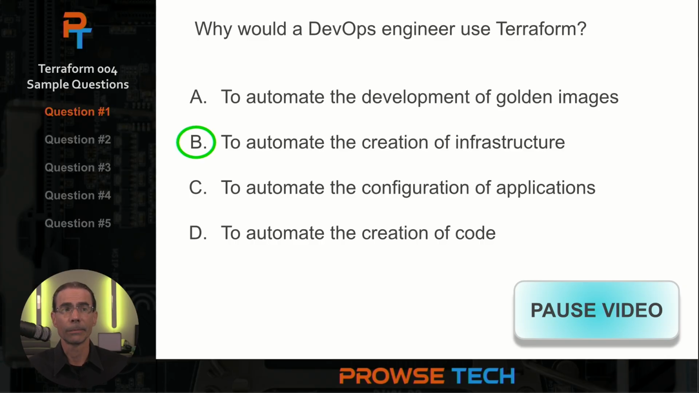And the correct answer is B, to automate the creation of infrastructure. That's what we do with Terraform, right? What's the key element in this question? It's Terraform. Terraform is HashiCorp's infrastructure as code tool, otherwise known as IAC. So it deals with building infrastructure, including virtual machines on the cloud and on premises, and lots of other resources such as VPCs, subnets, security groups, users, and much more.